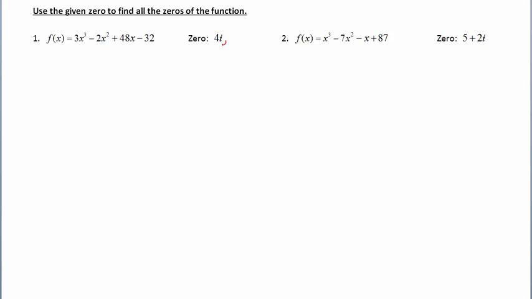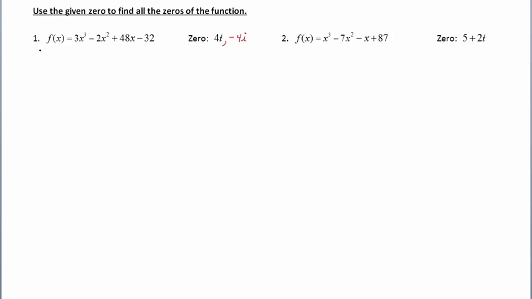Notice that you have 4i as a solution, which means negative 4i is the other imaginary solution. So right now we have 2 of the 3 solutions. So the third solution must be real, because remember, imaginary solutions occur in pairs, and if we had another imaginary solution, we'd have to have 2 imaginary solutions. So it has to be real. So what's our approach if we can't use synthetic division?